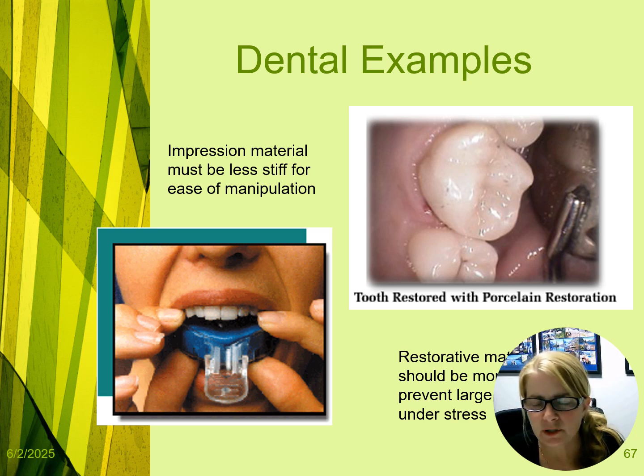Dental examples of elastic modulus are impression materials, which have to be less stiff so that we can manipulate them around better, and then restorative materials should be more stiff to prevent large deflection when stress is applied.